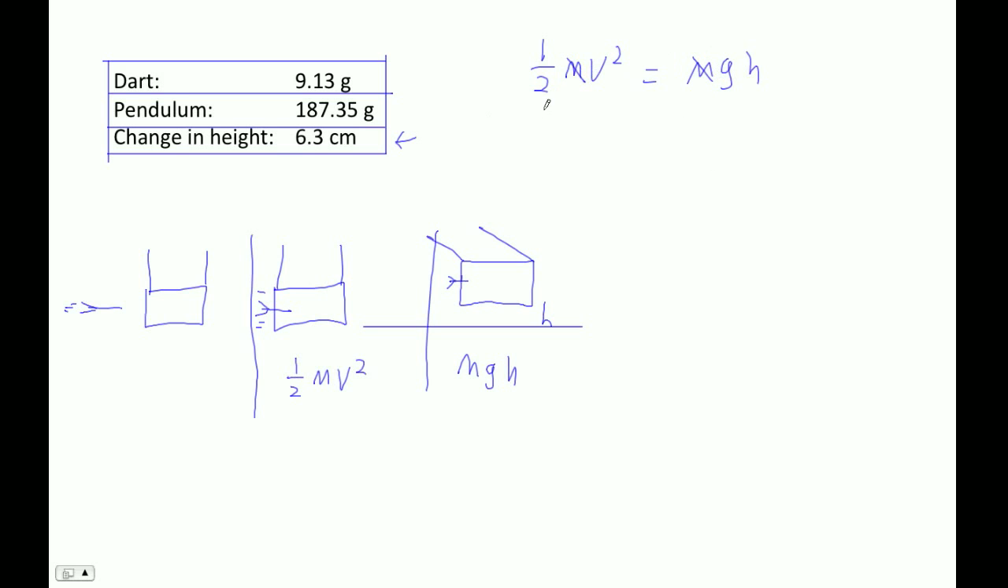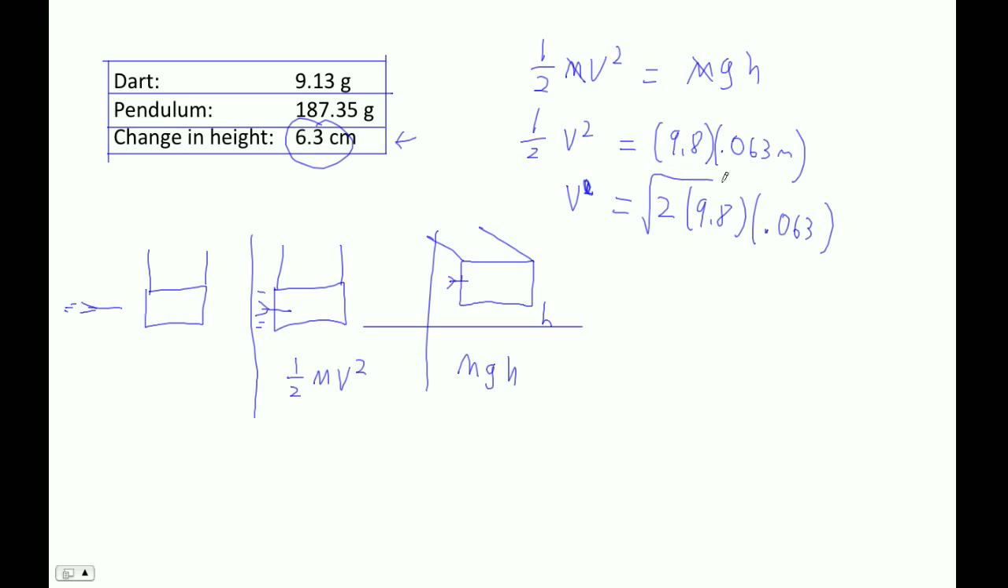So now we can just plug this in. 1/2 v squared equals 9.8, and then we've got to turn that into meters, so 0.063 meters. Now v squared equals 2 times 9.8 times 0.063. And then, to get rid of the squared, you're going to square root it. So it's going to be the square root of 2 times 9.8 times 0.063, and that's 1.111 meters per second.